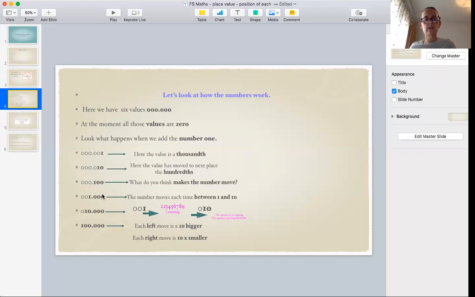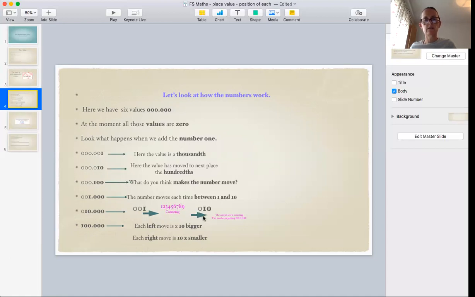Well, for each of these values, they go 1 to 9. And when they reach 10, they move. So here, this movement from 1 to 10 here has gone 1, 2, 3, 4, 5, 6, 7, 8, 9. And then the 1 moves over and it becomes 10 times bigger. So each move to the left is 10 times bigger, and each move to the right is 10 times smaller.